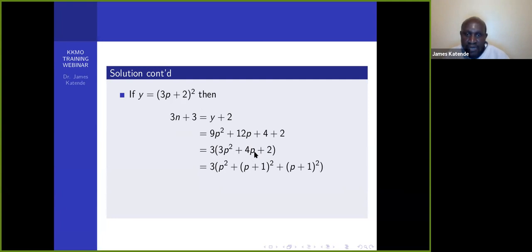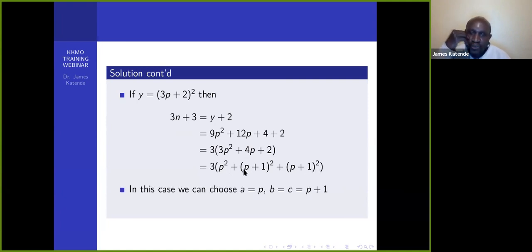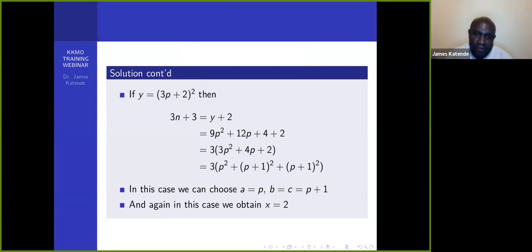If you spread this out, you'll be able to split it into 3 positive numbers, p squared, p plus 1 squared, and p plus 1 squared. So if you pick a to be p, b to be p, and c to be equal to p plus 1, then again you have integers which work. They will divide 3n plus 3. And when you plug them back into the equation, you will get x is equal to 2.